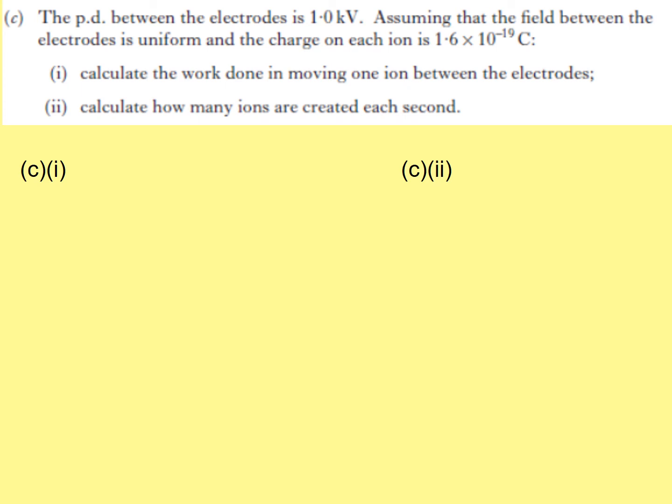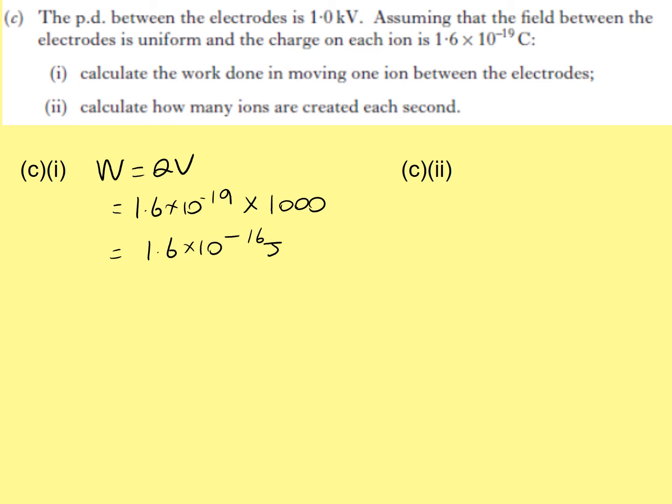In the next part, we're told the potential difference between the electrodes is 1 kilovolt. Assuming that the field between the electrodes is uniform and the charge on each ion is 1.6 times 10 to the negative 19 coulombs, calculate the work done in moving one ion between the electrodes. So we're just using the equation we used before in electric fields. W is equal to QV, which is 1.6 times 10 to the negative 19 from the question, multiplied by 1000, again given in the question. Gives us a value of the work done to be 1.6 times 10 to the negative 16 joules.